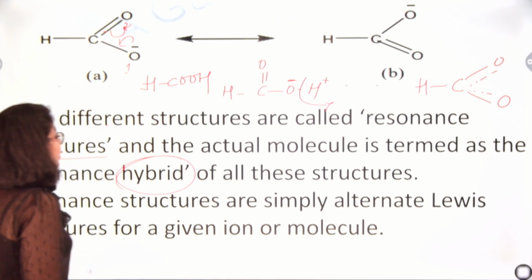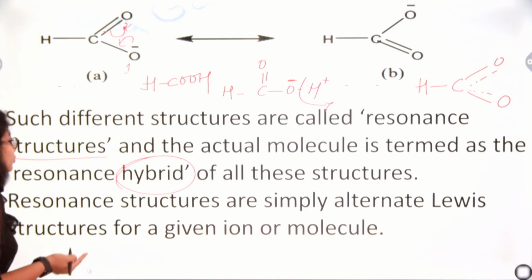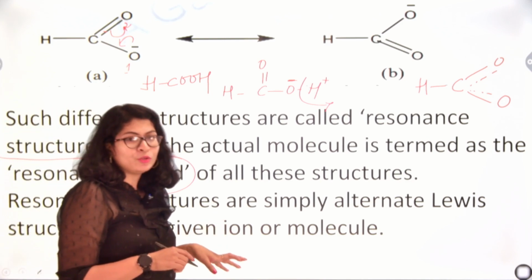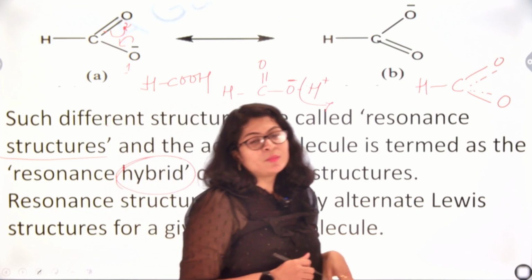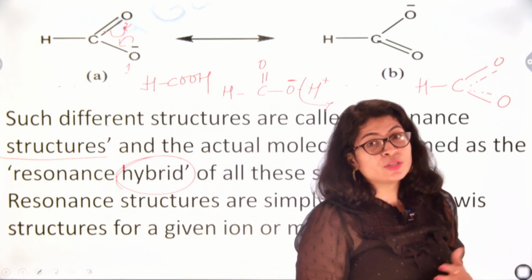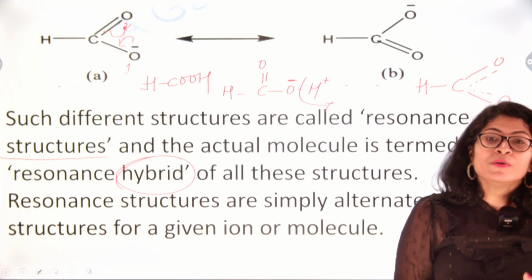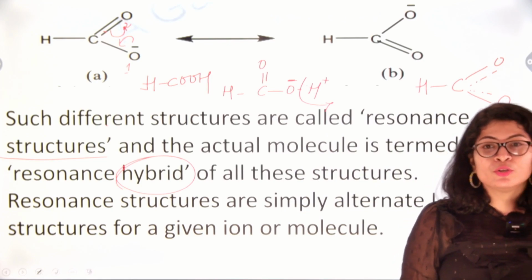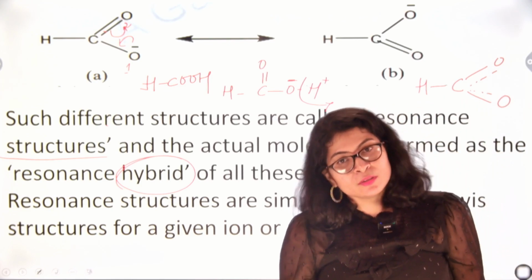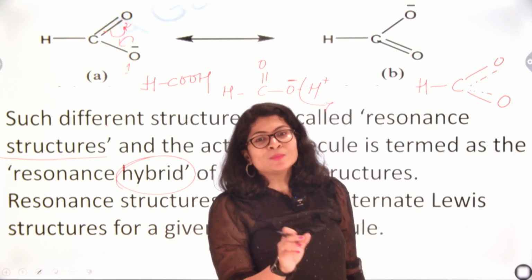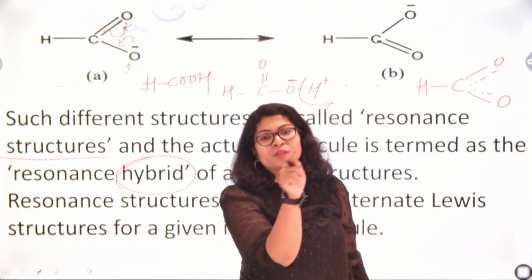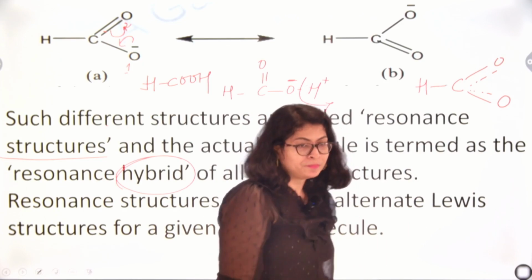The resonance structures are simply alternate Lewis structures for a given ion or molecule. Okay, the resonance structures are basically the probable Lewis structures for a molecule. The ways in which we can represent the Lewis structure of a molecule are simply its resonance structures. Resonance is playing around with the pi bonds, basically moving the pi bond from one atom to another.